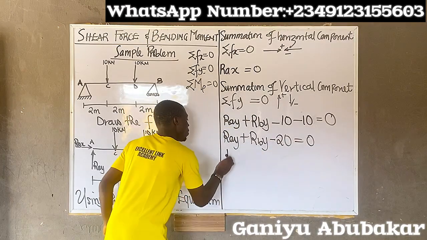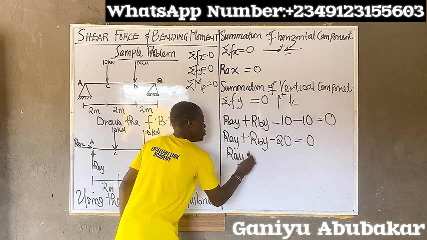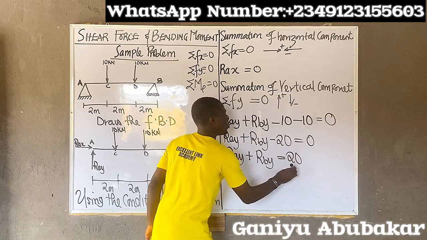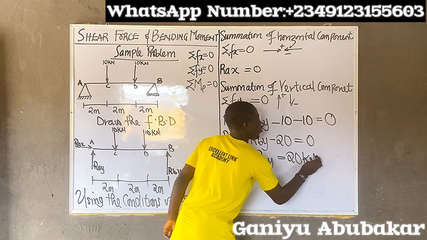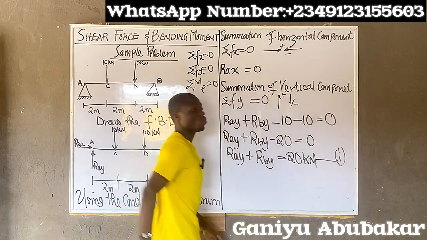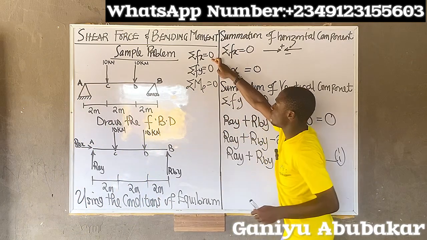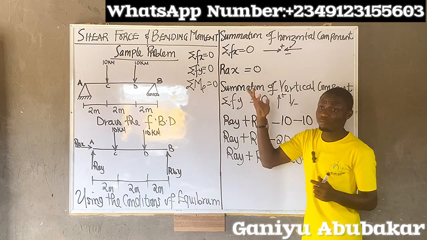This gives you RAY plus RBY equal to what there? 20 kilonewton. Call this equation 1. Now, I've taken the first condition. Second, what's next there? Taking moment.